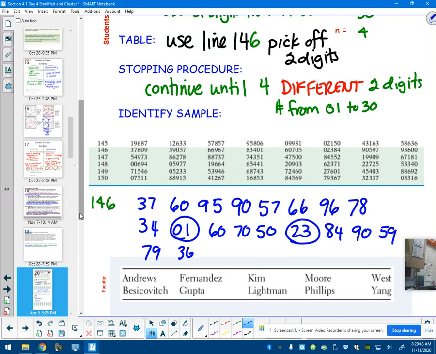36 is no good. Double 0 is no good. Go down to the next line. 54 is no good. 97 is no good. 38 is no good. 62 is no good. 78 is no good. 88 is no good. 73 is no good. 77 is no good. 43 is no good. 51 is no good. 47 is no good. 50 is no good.